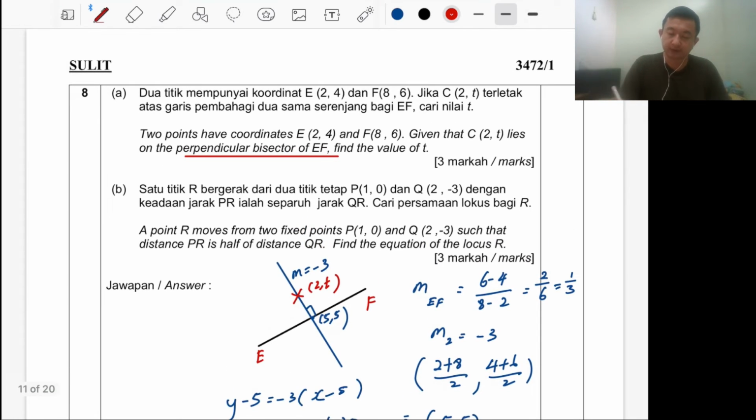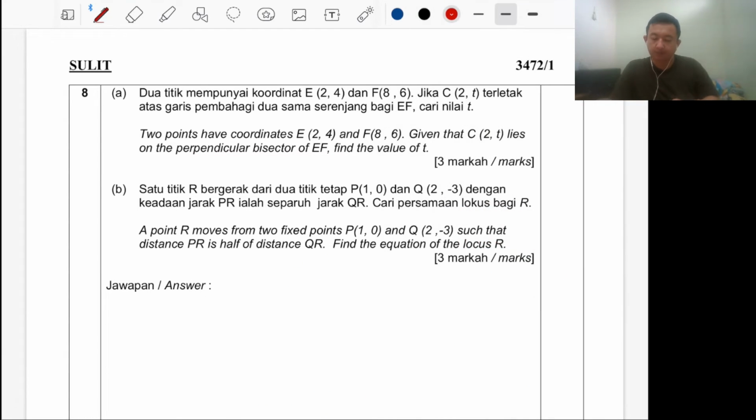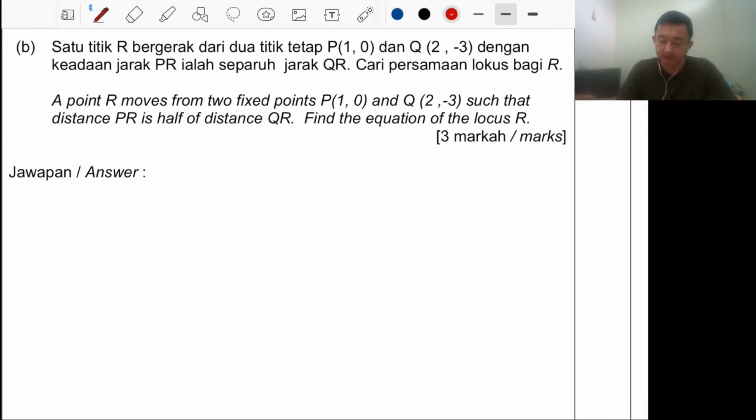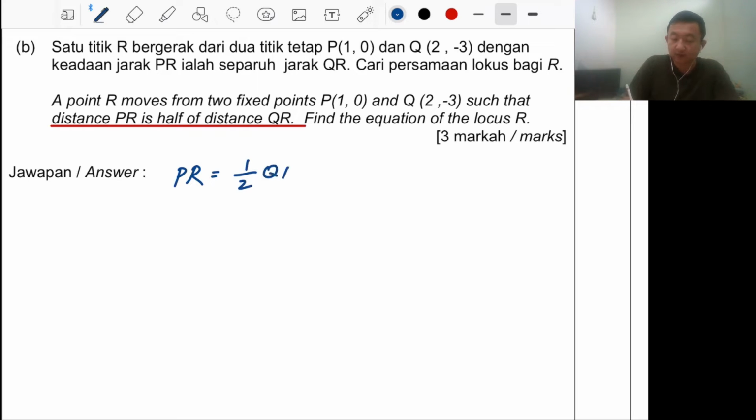Now you look at question B. A point R moves from two fixed points P and Q such that the distance of PR is half of the distance of QR. Okay, understand this first. PR is half of the distance of QR. Find the equation of locus R. Okay, just use the distance formula in this case. So R, you have to assume that it is unknown (x, y).